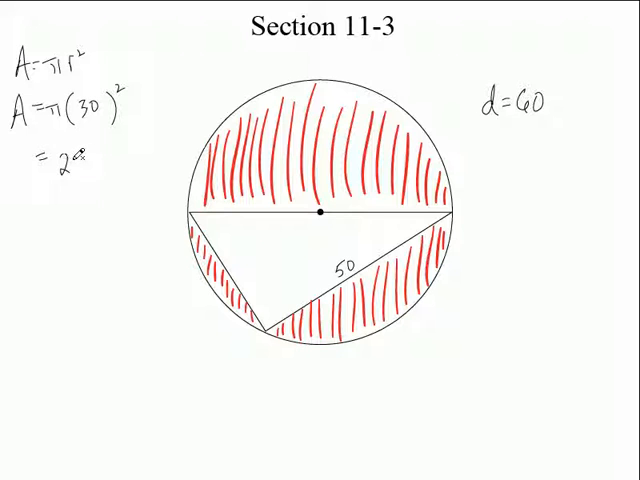Give it to me as digits. What is it? 2 what? 2827.4. Okay. And we'll say it's inches, so it's square inches. That's the area of the whole circle, right? We'll even put a C there for circle. Is that okay? Now let's find the area of the triangle.